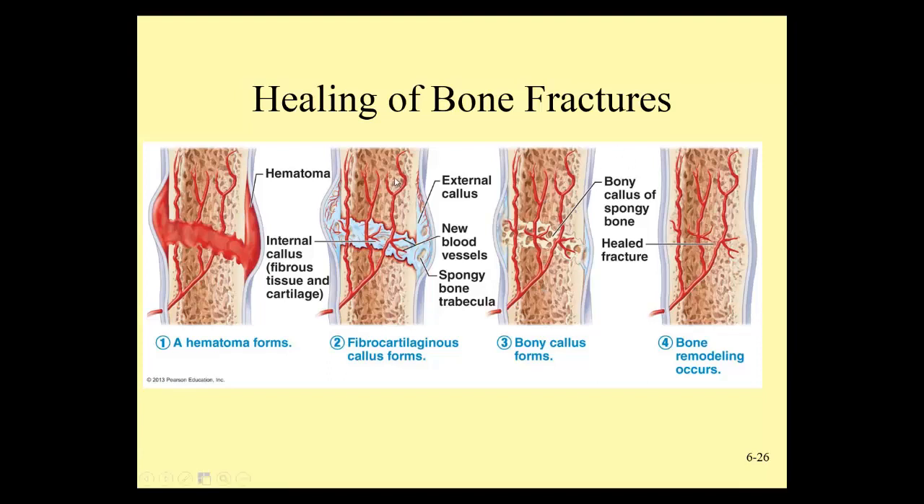So regardless if it's a long bone or a flat bone, we see the process of a hematoma forming first, then fibrocartilage callus. That callus is the key word to focus on here. Then the bony callus, and then true bone remodeling where we have osteoclasts cleaving away the old bone and osteoblasts building new bone, lining up with, again, the lines of stress.